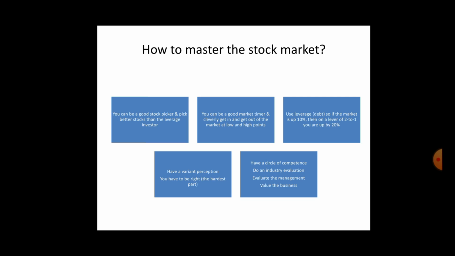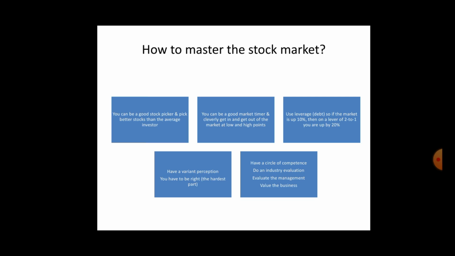Remember, you have to do two things. Have a variant perception, and you have to be right. That is the hardest part. To be right, let's boil down a four-step process that will ensure you have picked stock market winners who have the ability to be multi-baggers in future.